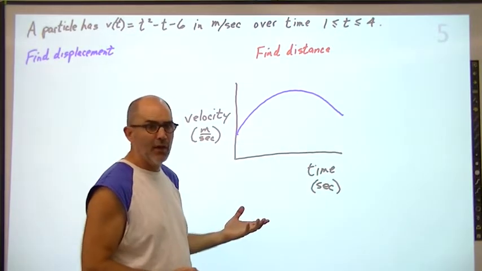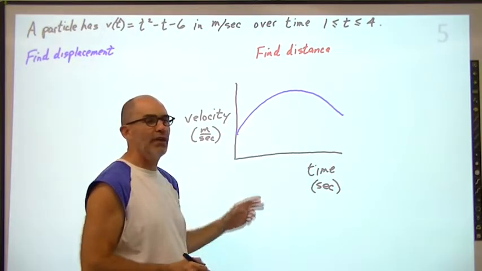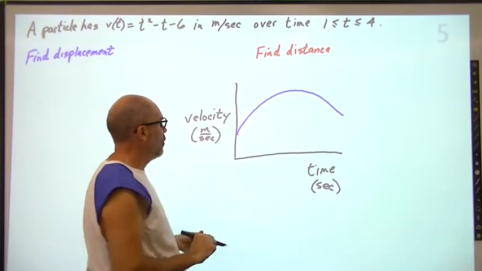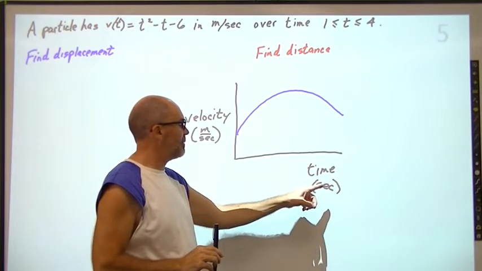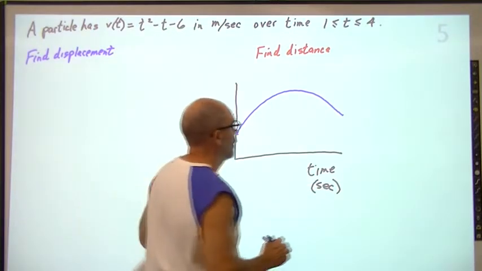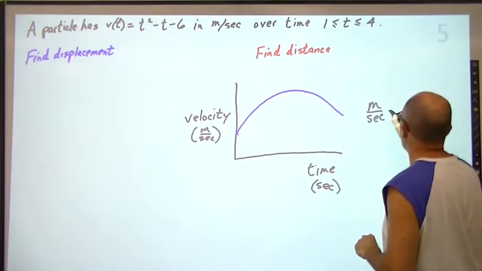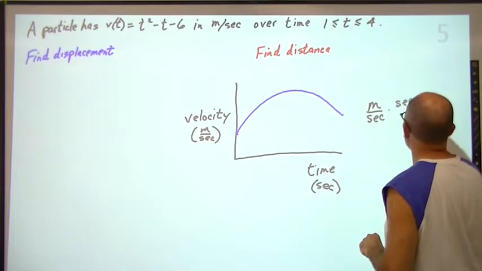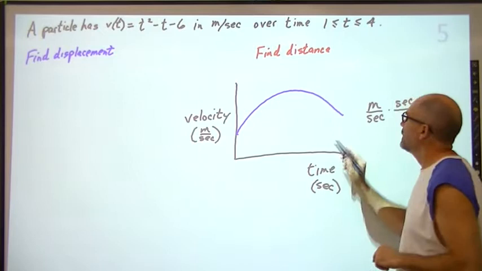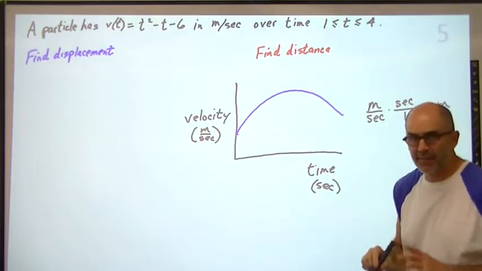How do I know that? Well, the area under the curve, if I think about the rectangles under this curve, then I have base times height. Well, what are the units of base times height? It's seconds times meters per second. So, meters per second times seconds equals meters. So the area under the velocity curve is distance.